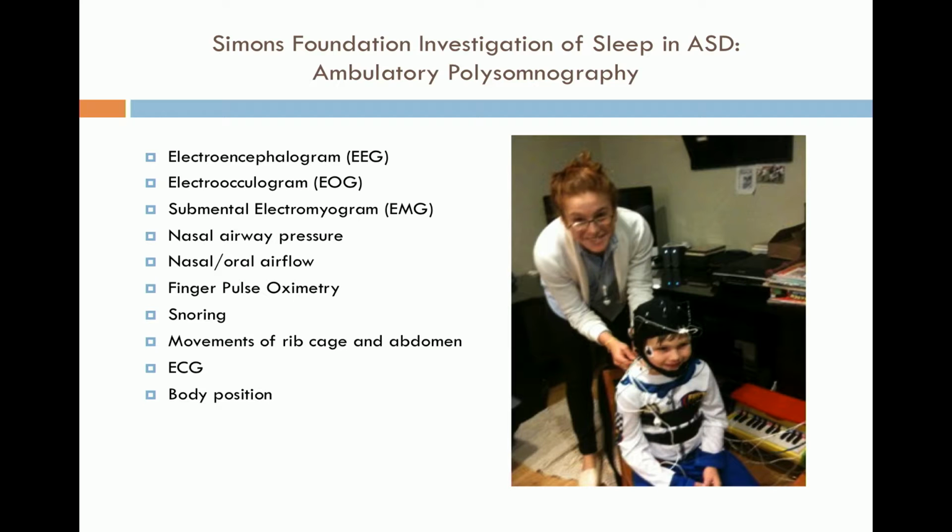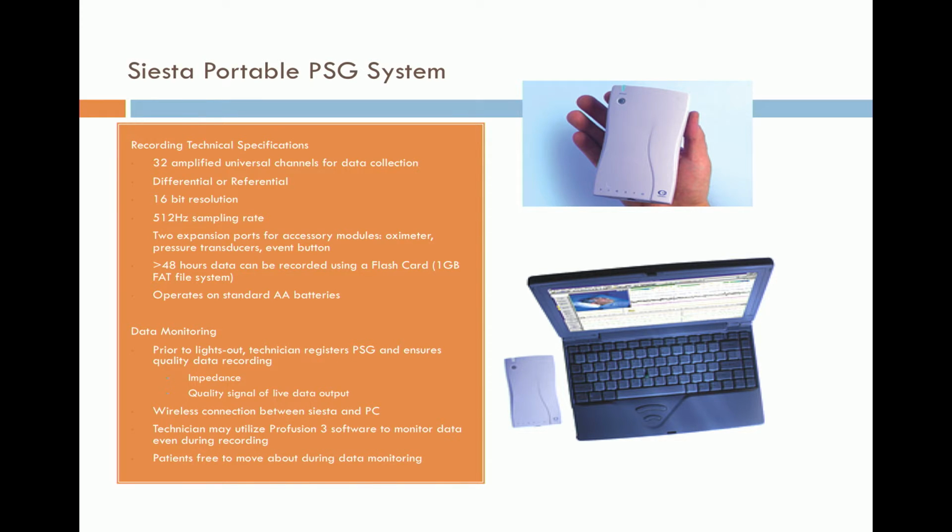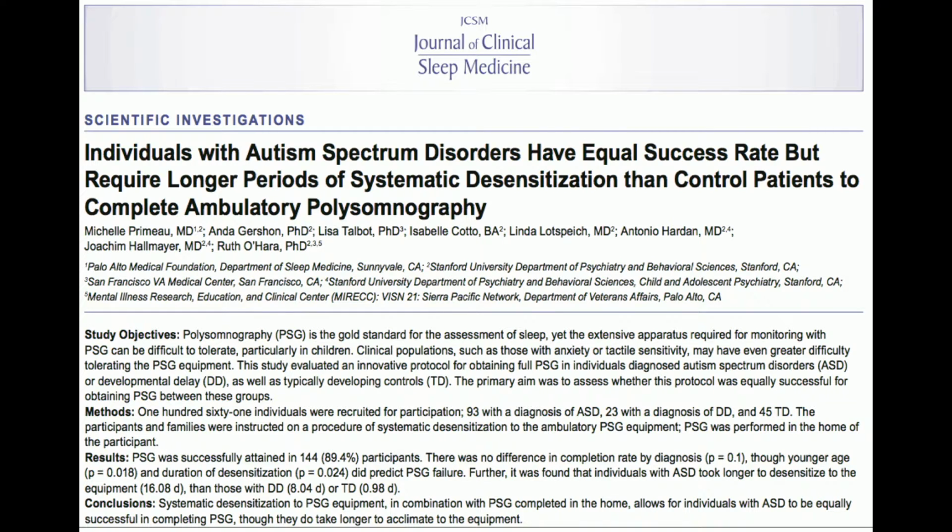So it's very interesting. How do you manage to get children with a disorder that has a tremendous amount of sensory sensitivity and other problems to engage in this? That's just the equipment we use. And we operationalized a form of systematic desensitization that is really just allowing the child to become familiar with the equipment, and have had tremendous success. It takes a little longer for the children with autism to participate in the study, but our ratio of attempts to successful full polysomnography to give us full sleep architecture was identical. It was absolutely the same in controls and in individuals with ASD.